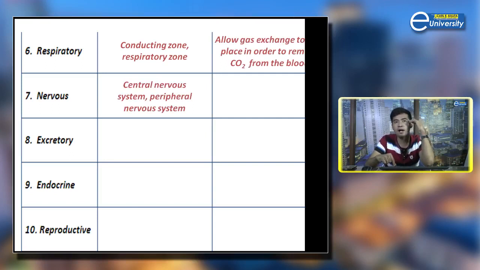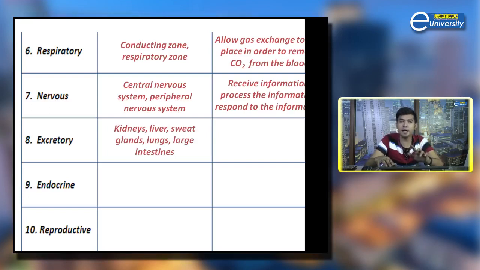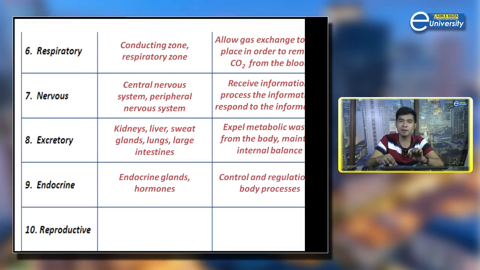The nervous system is composed of the central nervous system and the peripheral nervous system. The main function of the nervous system is to receive information, process information, and respond to the information. The excretory system: the kidney, liver, sweat glands, lungs, and large intestine are members of the excretory system. The function of the excretory system is to expel metabolic waste from the body and maintain internal balance. The endocrine system is composed of endocrine glands and hormones. The function of the endocrine system is to control and regulate body processes.